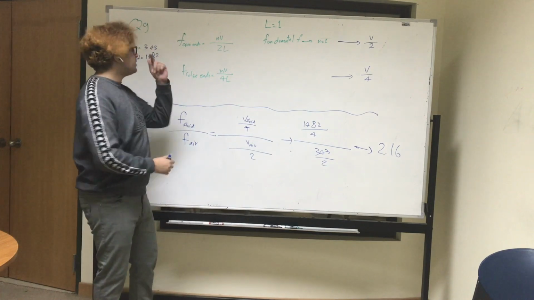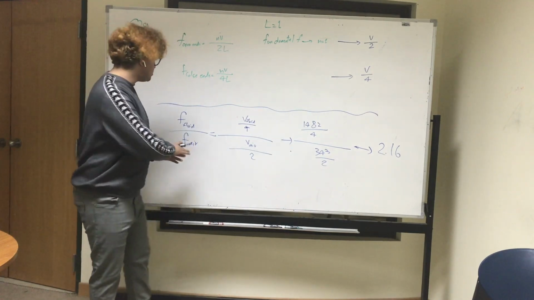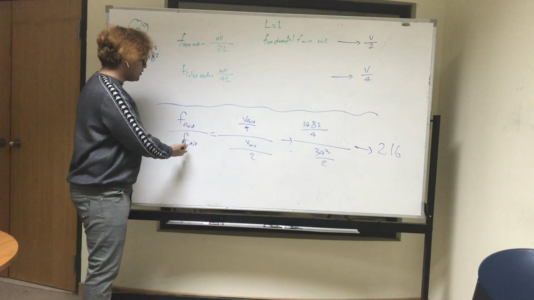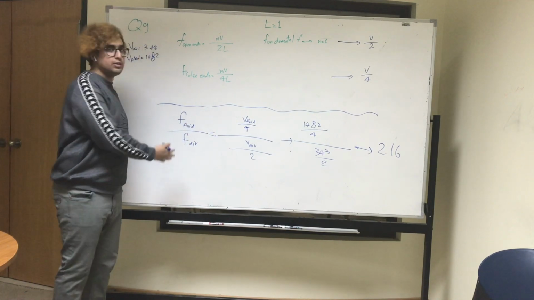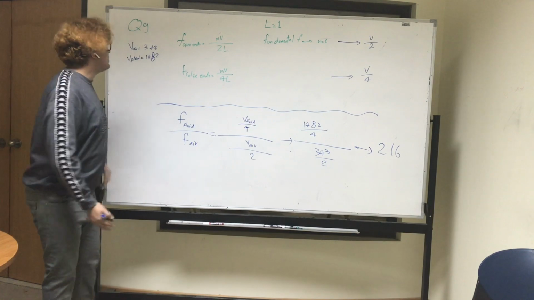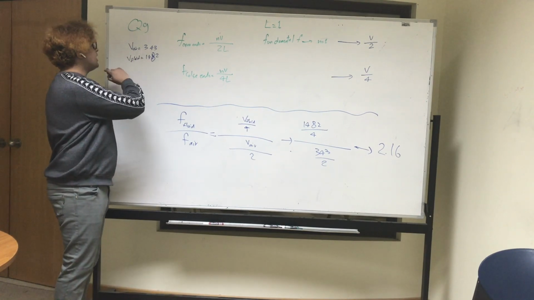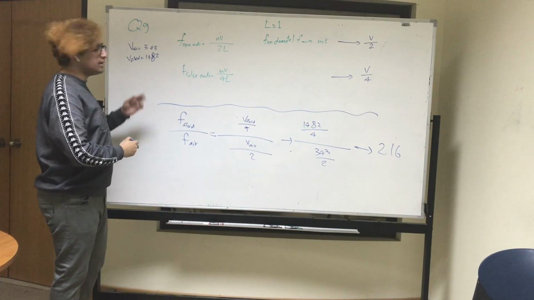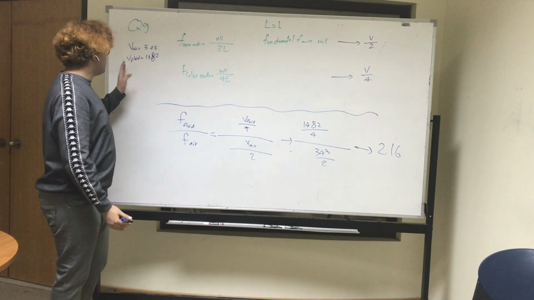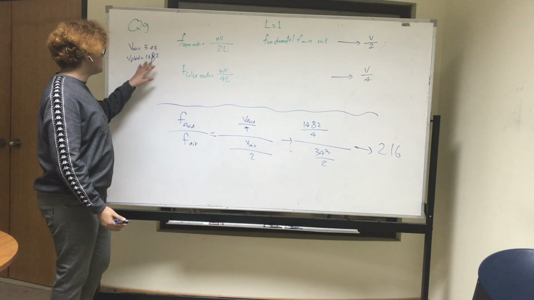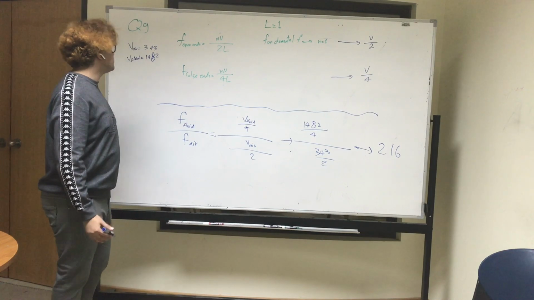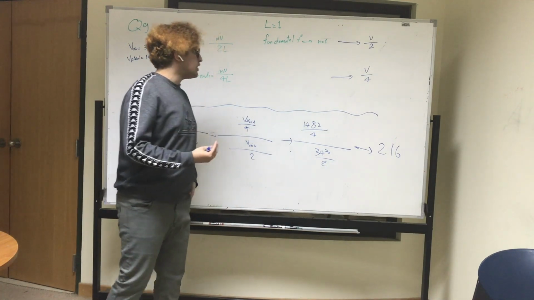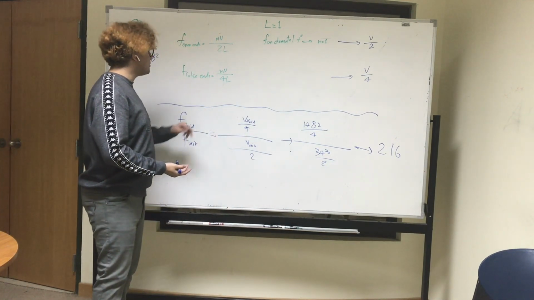Alright guys, so in question number 9, we're asked to find the ratio between the fundamental frequency of sound in a fluid over the fundamental frequency of sound in air. So we're given that the speed of sound in air is 343, and in an unknown fluid, the speed of sound is 1,482.